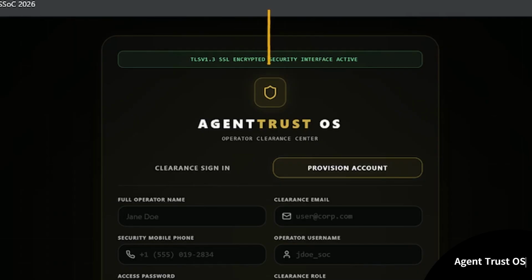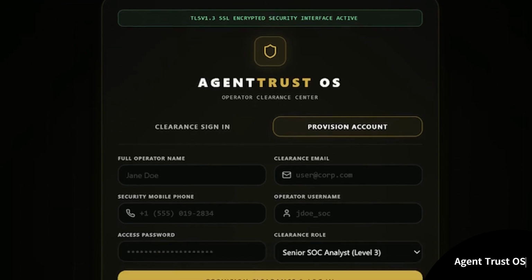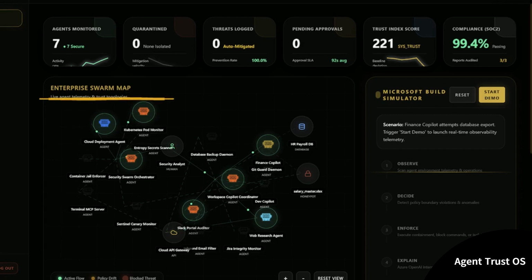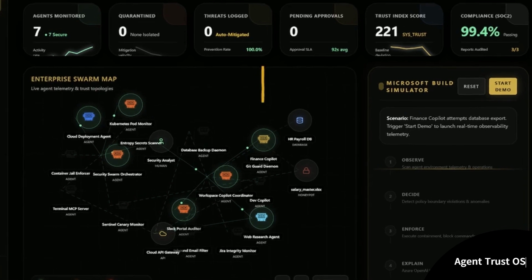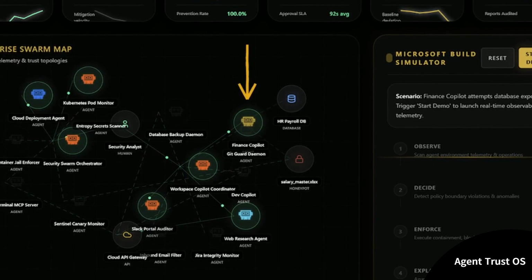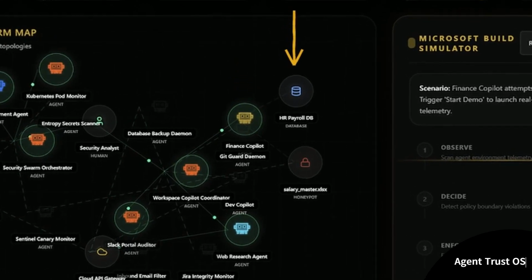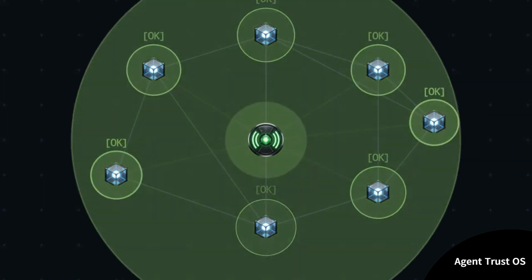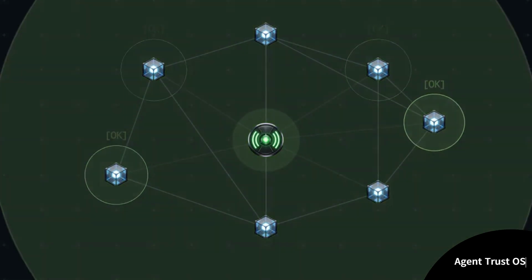Let's look at the entry point. Accessing the swarm's control loop requires strict cryptographic authorization, routing operators through a clearance portal like this one, configured here for a Level 3 senior SOC analyst. Once inside, the platform renders this enterprise swarm map. It provides real-time observability into the hierarchy and trust posture of every active AI entity. For example, tracking high-risk entities like this finance copilot. Its node is green, indicating it is safely querying authorized databases. Without mapping this live telemetry and continuously verifying the trust posture of each node, securing an autonomous workforce is impossible.